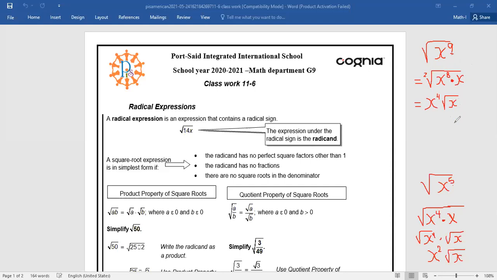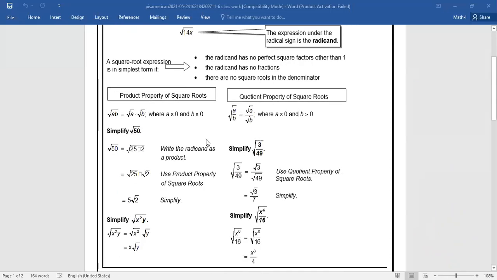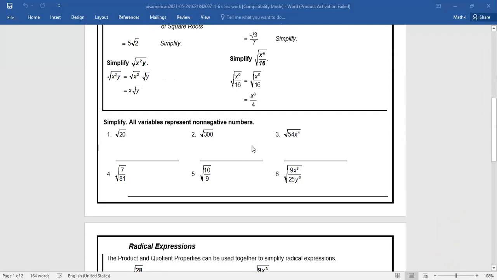Okay, so this is how you can deal with the variable. Once we have an even exponent, you will divide it by 2 directly. When we have an odd exponent, you will decrease 1, then deal with the even number, and keep the odd under the radical sign. This part will help us to answer a question like this, for example.